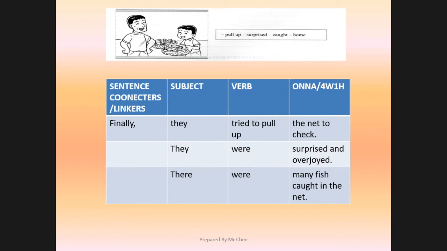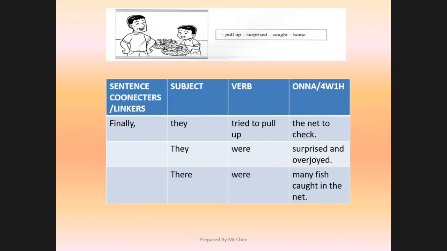Okay, let's look at the third picture. Pull out, surprise, come home. Okay, this one, how do we build the sentences with the given words, four words here? We put the sentence chronologically. Okay, who? The subject here, we put they.